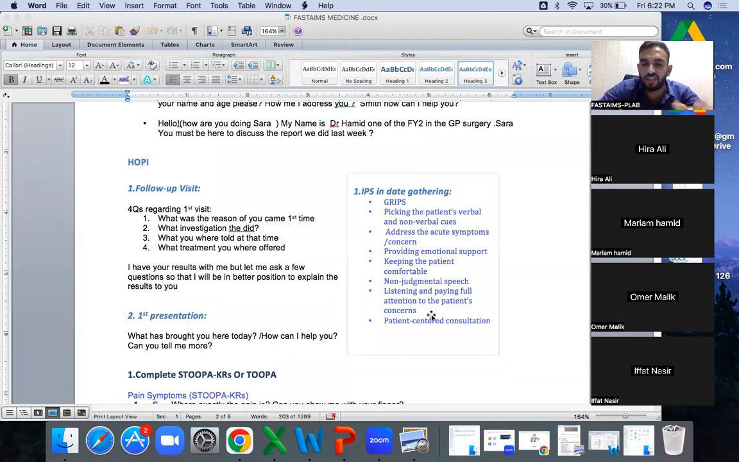Patient-centered consultation is the same. These both have the same idea. You listen and talk, listen and talk. Wherever the patient says, okay, my concern is this, even while you are taking the history, explore the concern. That's it. That's your IPS. Trust me, if you just keep these questions of IPS in your mind, you are going to do brilliantly in your history taking scenario, in every scenario.